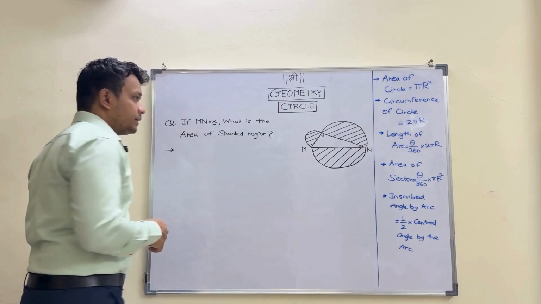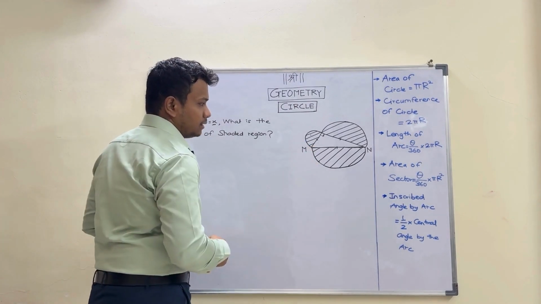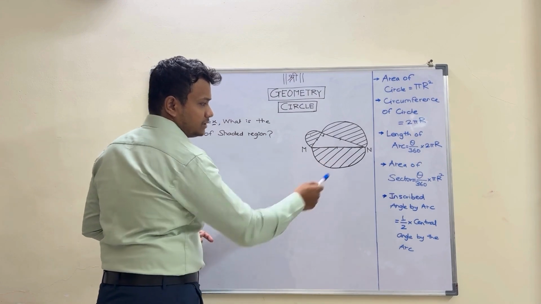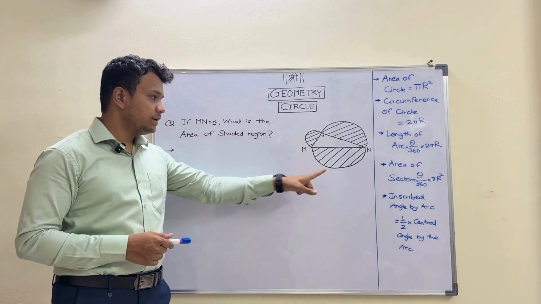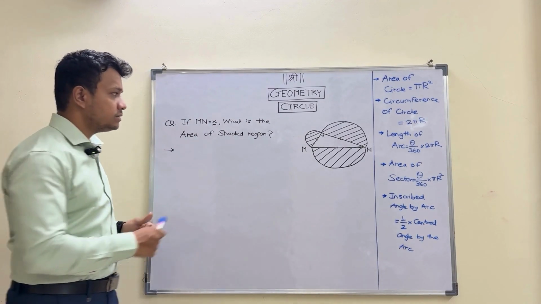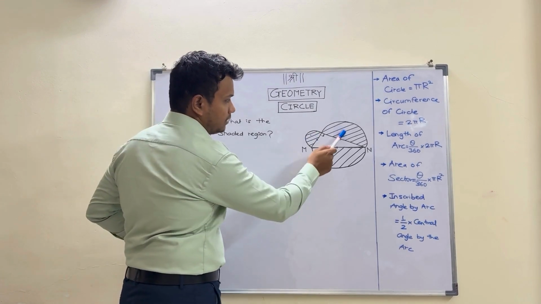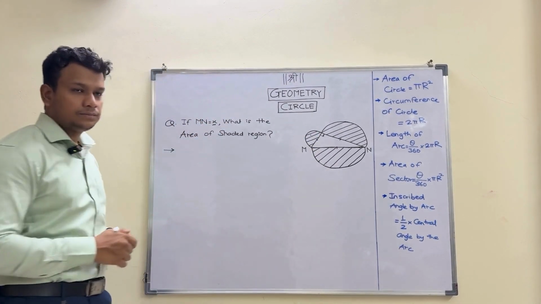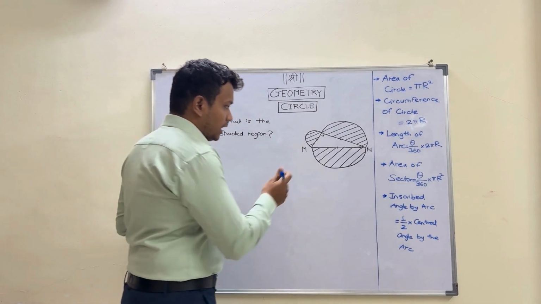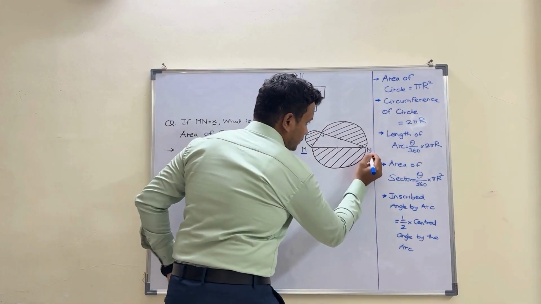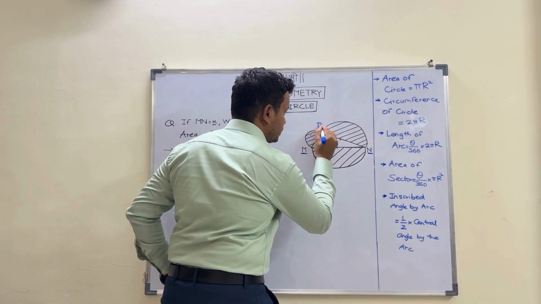So what they have given in the question: they have 3 semicircles here, and MN is the diameter of the first circle, and they have given the length of MN, which is x, and they have asked what is the area of the shaded region. So this shaded region, we have to compute the area of that part. First we'll see, we have 2 points here, M and N. I'll just draw a point here, point P for our reference.